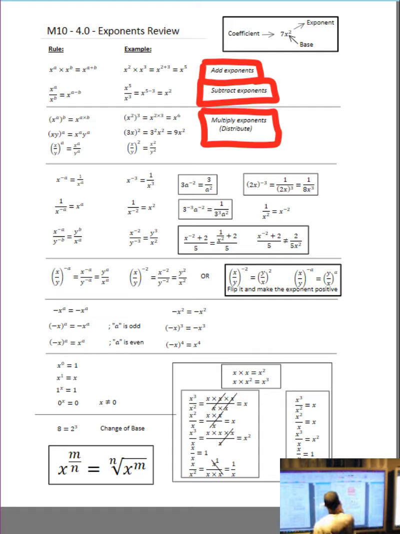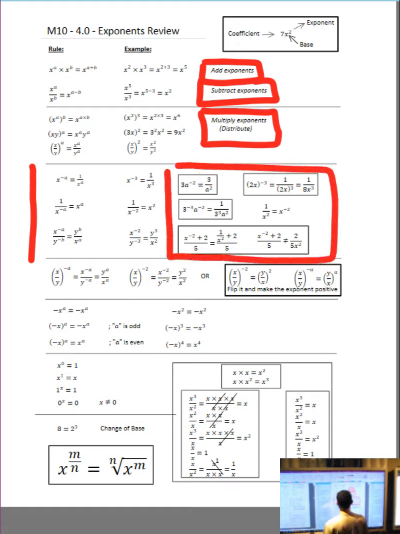When we have negative exponents, we bring it to the top and make the exponent positive, or vice versa, bring it to the bottom and make the exponent positive, or whichever, with a whole bunch of examples off to the right with what to do and what not to do. And then the little example of when you can flip it.